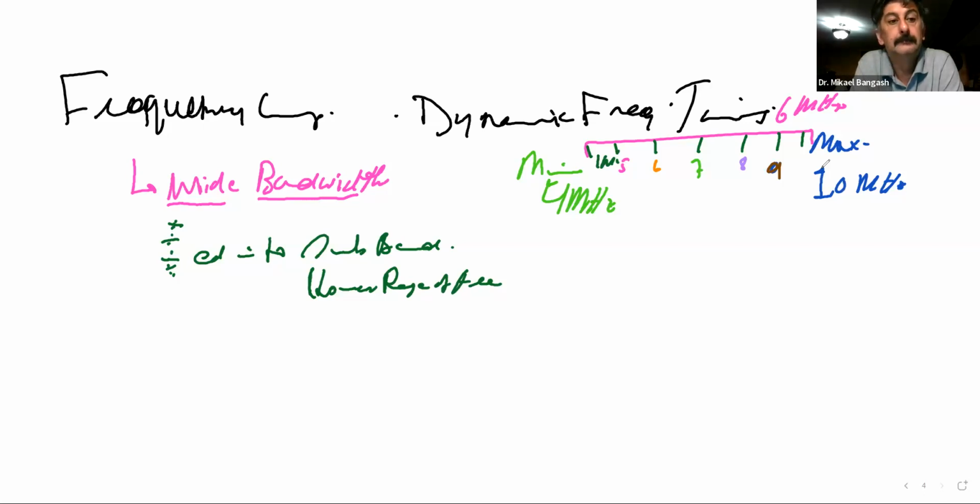Did that make sense? Yes. Okay, so frequency compounding means the compounding, putting together parts of the images that were scanned by each of these subbands here.